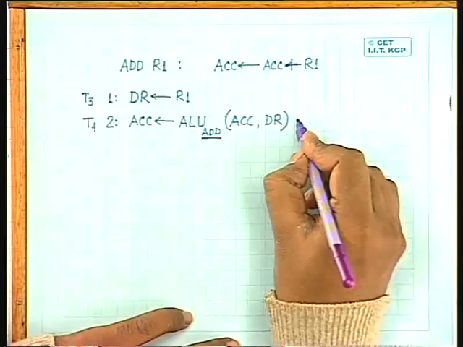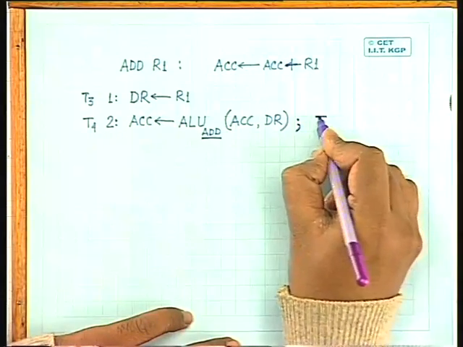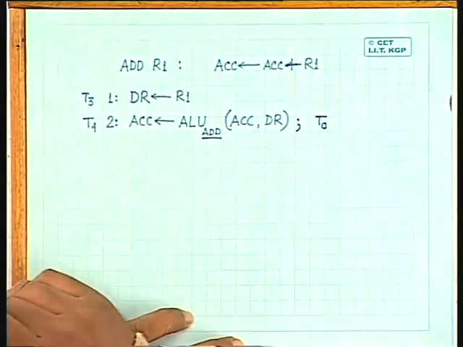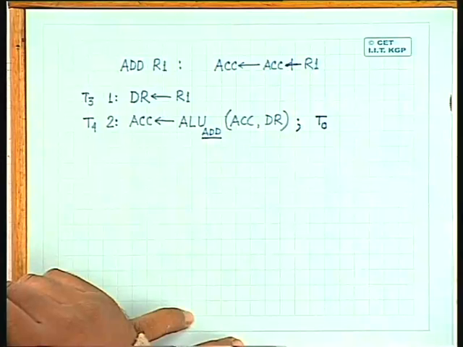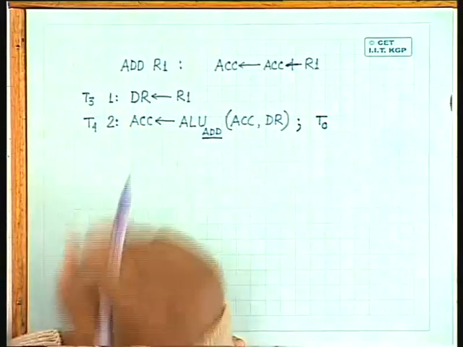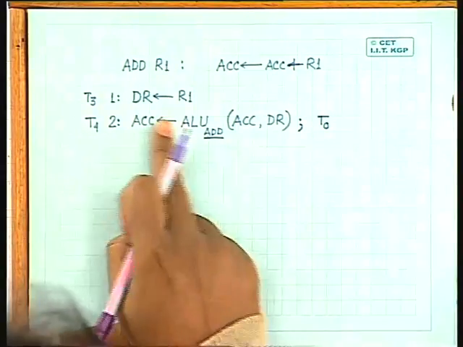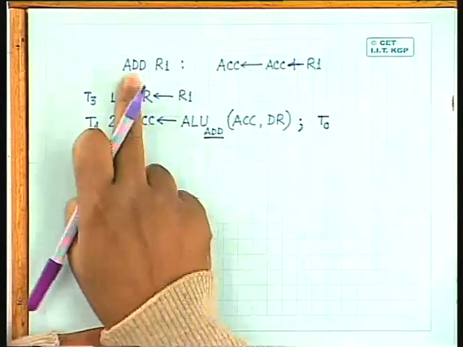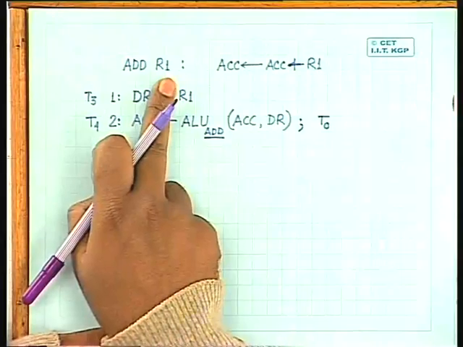That means at the end of T4, I must set the state to time interval T0. So these are the operations to be performed for this add R1 instruction. Let us take another instruction. So this was a register reference instruction. Similarly, you find that this is the addition instruction, which is a register reference instruction.